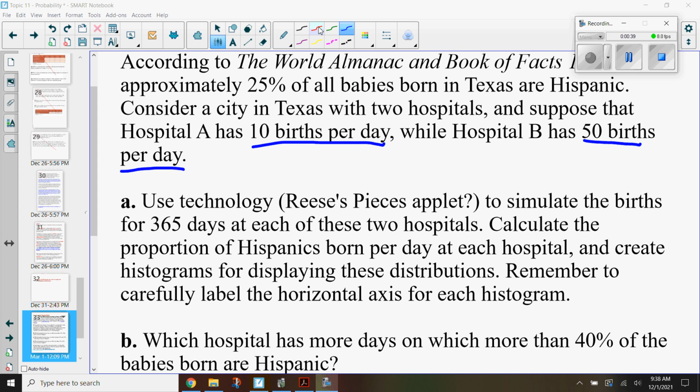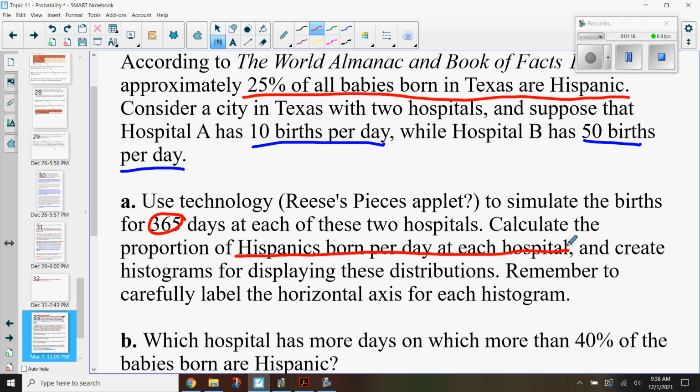Now, a very important piece of information that they're giving us is that 25% of all babies born in Texas, this is 1999, are Hispanic. So that is, if we took all the births in Texas, we're going to figure 25% of them are going to be Hispanic. So we're going to use technology here. I'm going to use an applet to simulate the births for 365 days at these 2 hospitals and calculate the proportion of Hispanics born per day at each hospital.